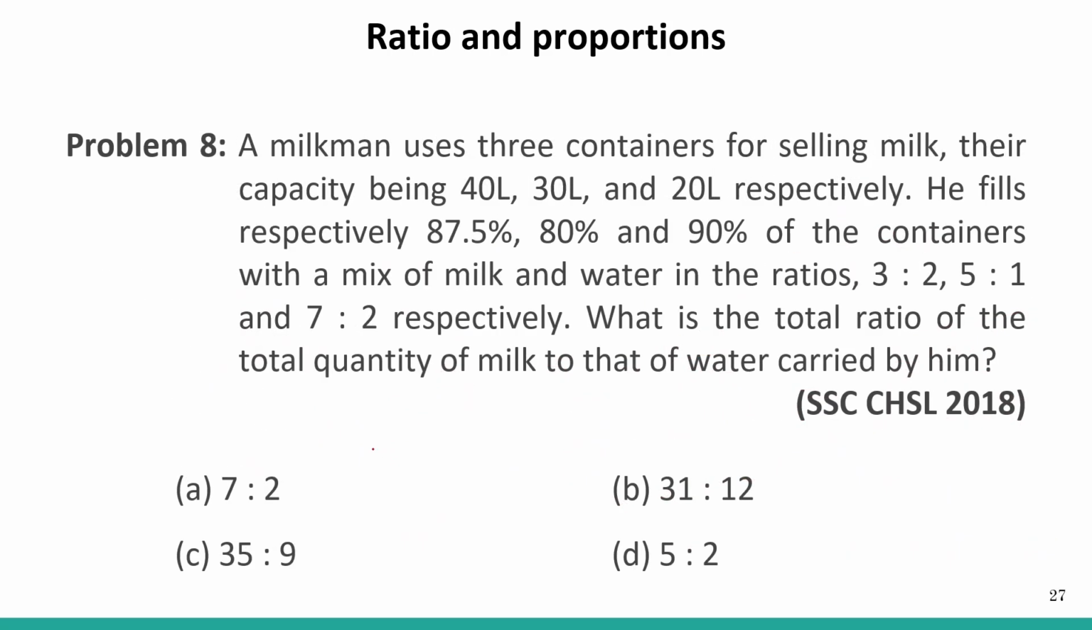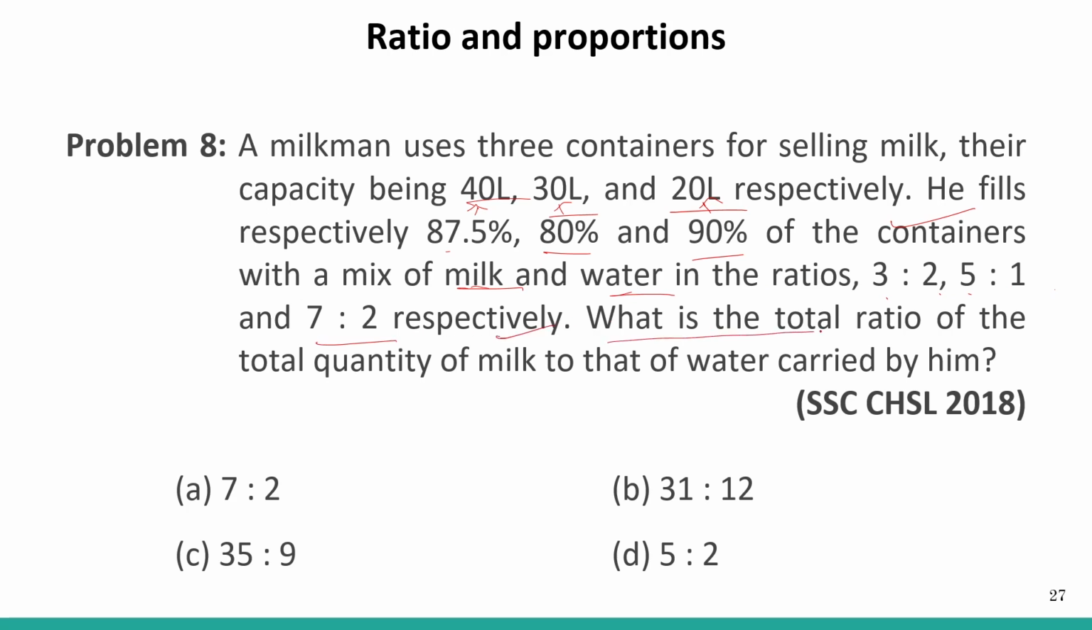Okay. So let's see problem number 8. So a milkman uses 3 containers for selling milk, their capacity being 40 liter, 30 liter and 20 liter respectively. So he fills respectively 87.5%, 80%, 90% of the containers. So he filled 87.5% for the 40 liter container, 80% in the 30 liter container and 90% in the 20 liter container, with a mix of milk and water in the ratio 3 is to 2 and 5 is to 1 and 7 is to 2 respectively.